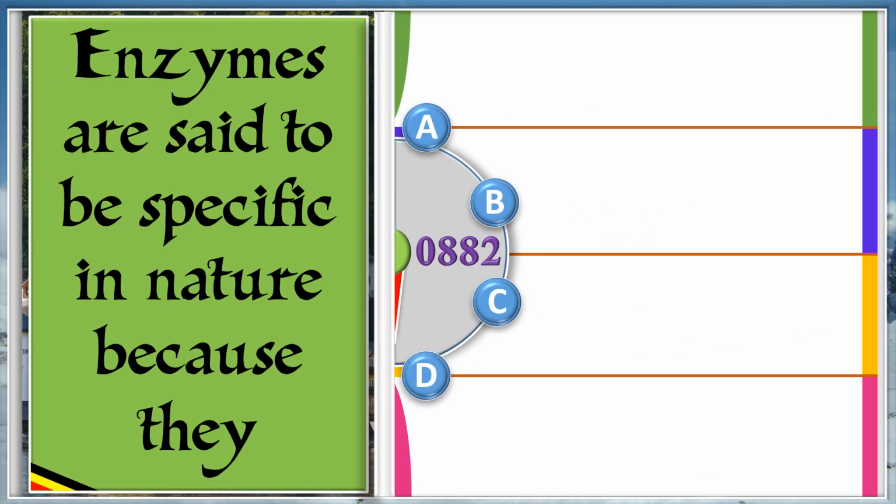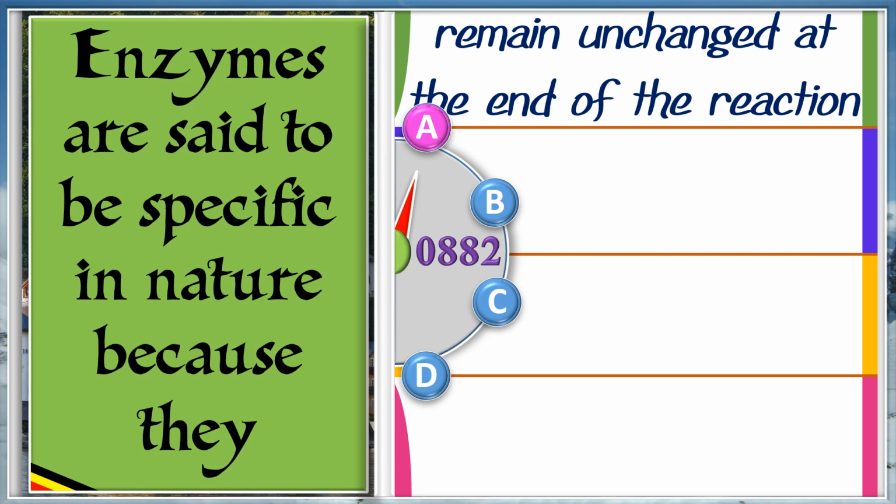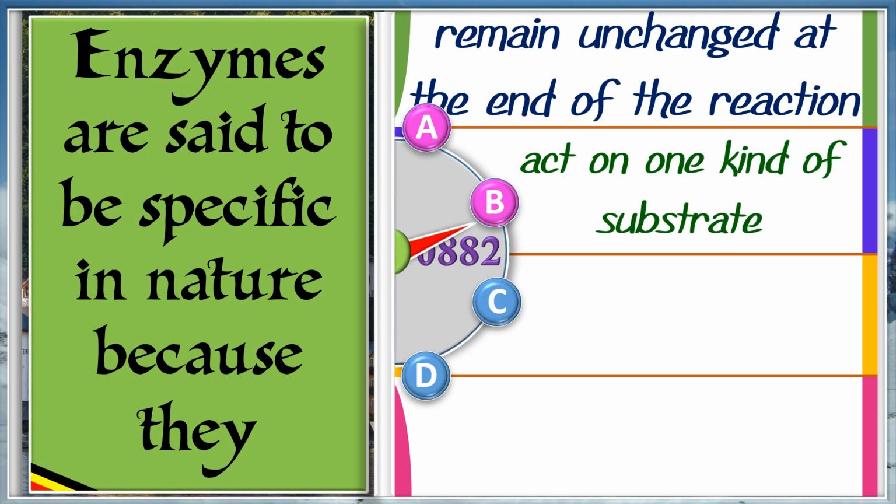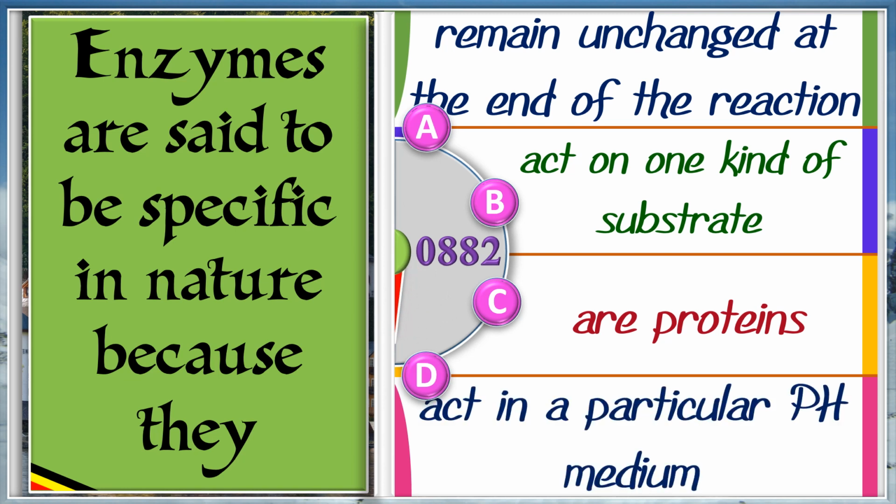Enzymes are said to be specific in nature because they: A. Remain unchanged at the end of the reaction. B. Act on one kind of substrate. C. Are proteins. D. Act in a particular pH medium. And the answer is B. Act on one kind of substrate.